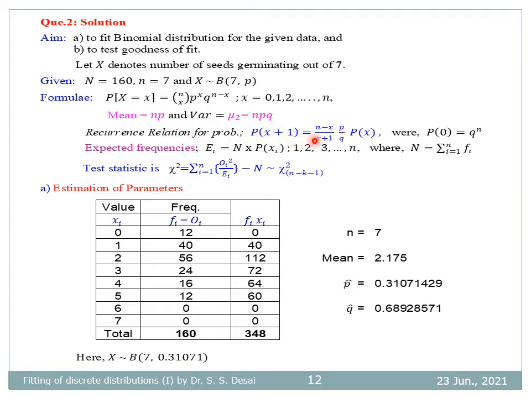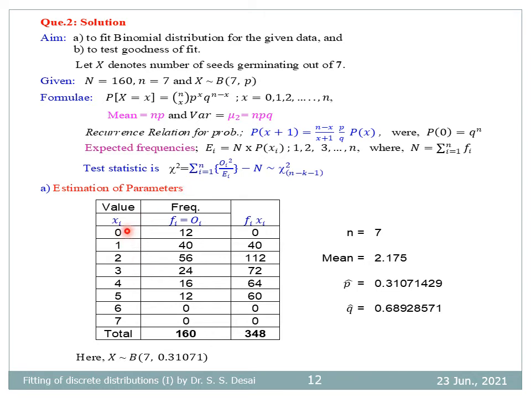The recurrence relation for probabilities here is p(x+1) is equal to (n minus x) divided by (x plus 1), times p by q, times p(x). Expected frequencies ei is equal to N into p(xi), and the chi-square statistic is chi-square equal to summation of oi square by ei minus N. So the first part is estimation of parameters.